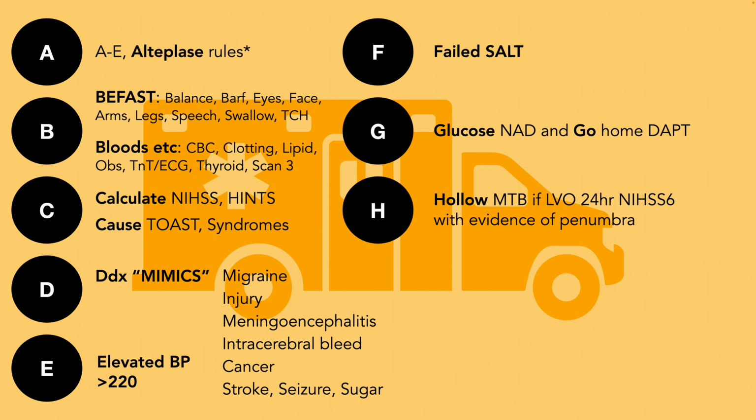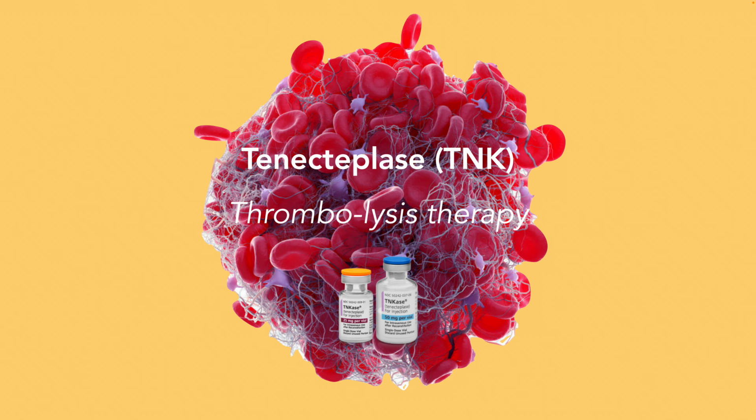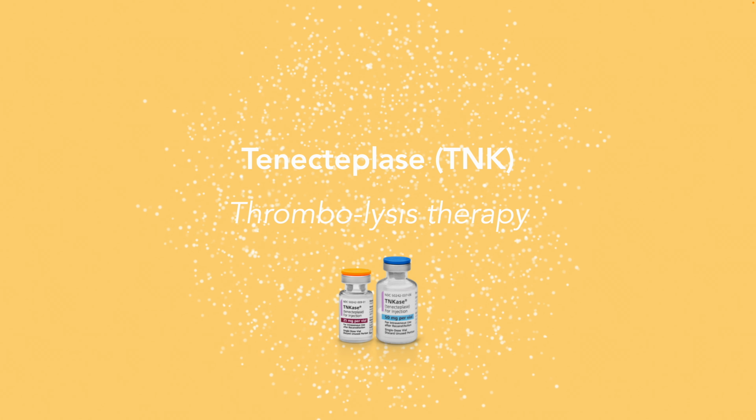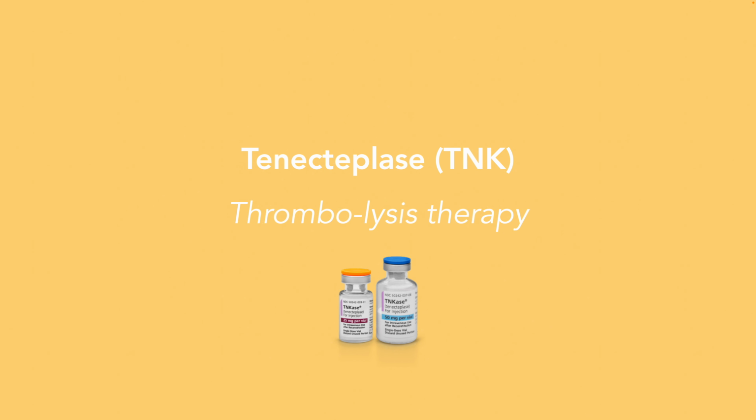So this is what we call a mechanical thrombectomy, okay? And that's if you've got large vessel occlusion, okay, up to 24 hours if your stroke scale is 6 with evidence of that penumbra. So let's talk about busting the clot with tenecteplase, boom, which is our thrombolysis therapy.